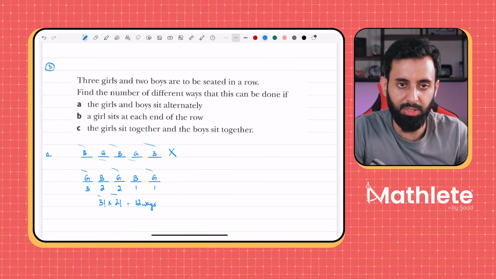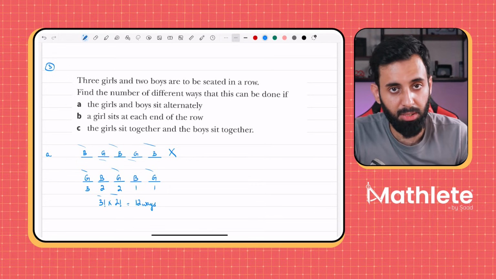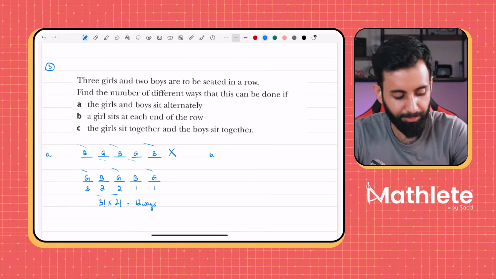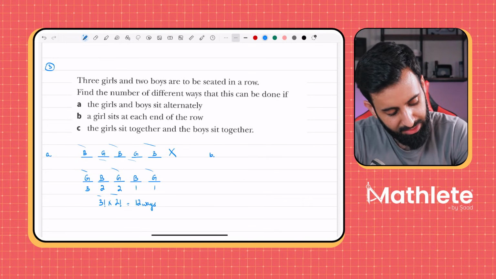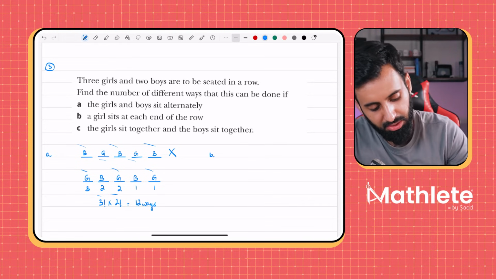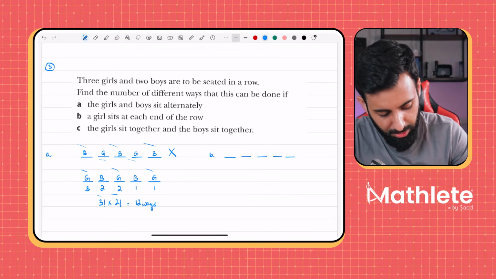Okay, so here also you can see that this is a certain type of question where the position of one or even multiple objects is fixed. So that's the answer to part A. Part B says a girl sits at each end of the row. So once again, you can see the condition is that the positions of 2 people are already fixed by the question.